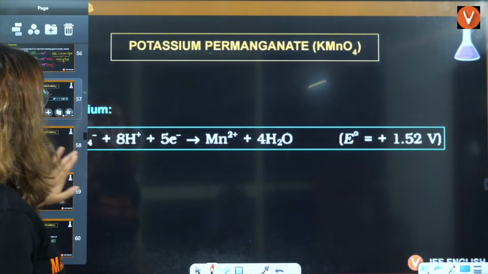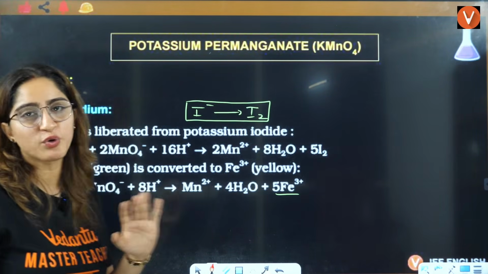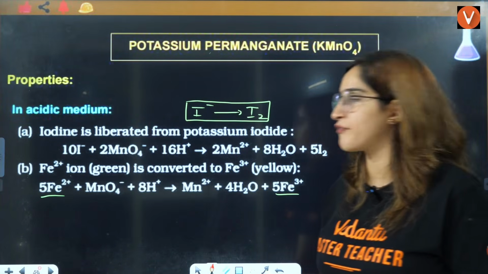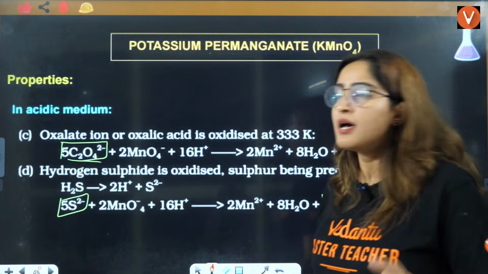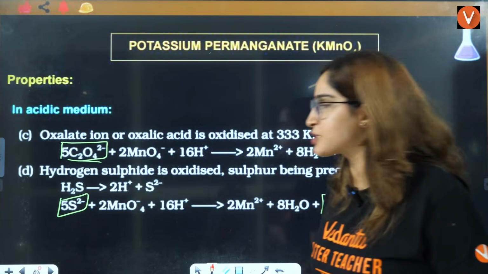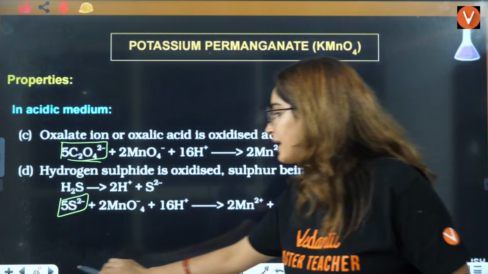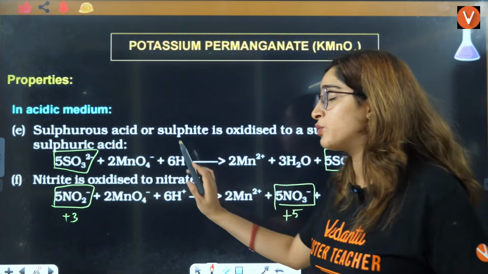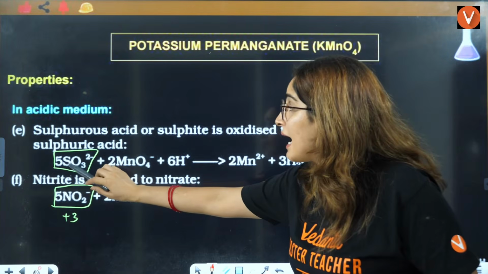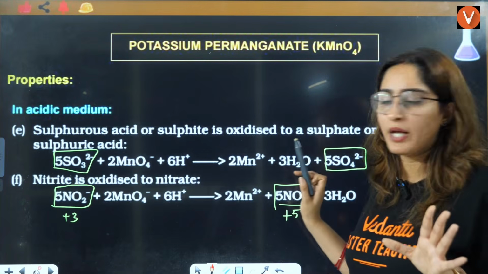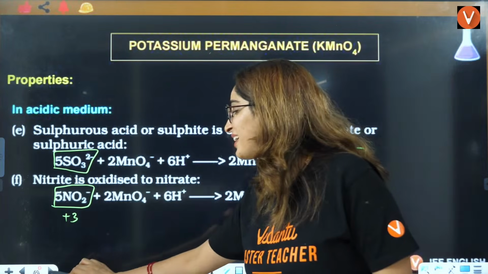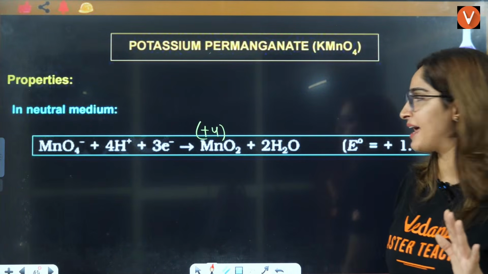Now, ma'am, do I need to learn this? That's why I'm telling you, you don't need to learn each and every reaction. Simple: Fe2 positive will be oxidized to Fe3 positive. C2O4 2 negative, oxalate, will be oxidized to carbon dioxide. Then you have NO2 negative to NO3 negative, SO3 2 negative to SO4 2 negative. So directly it is there, right?